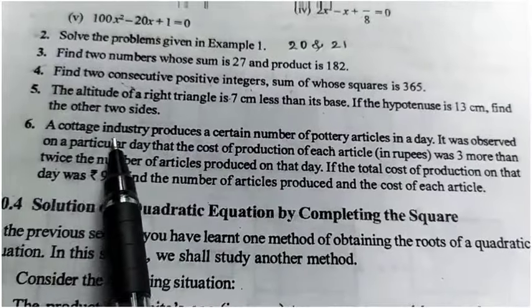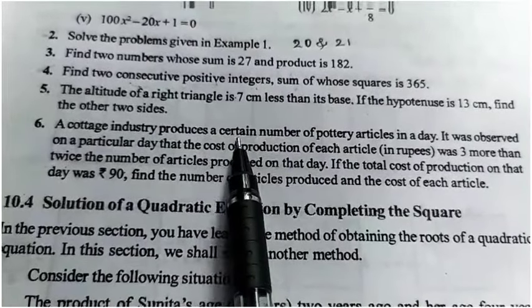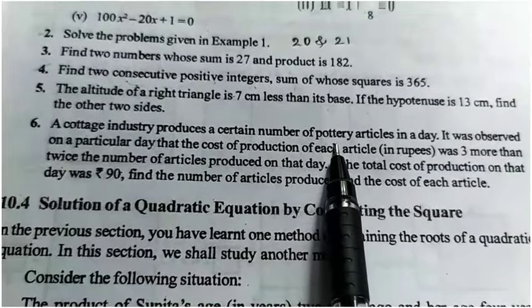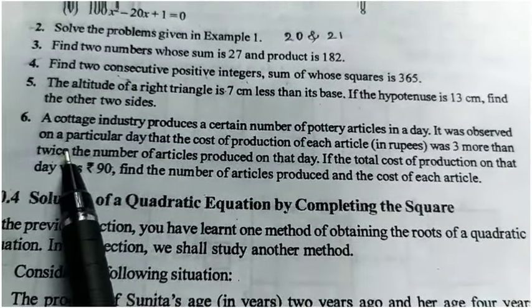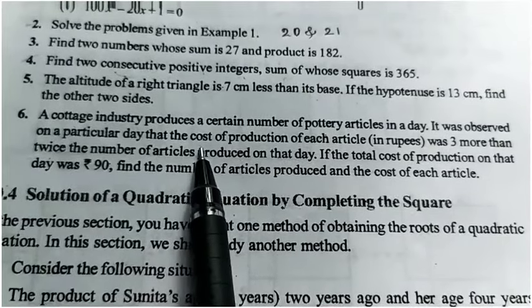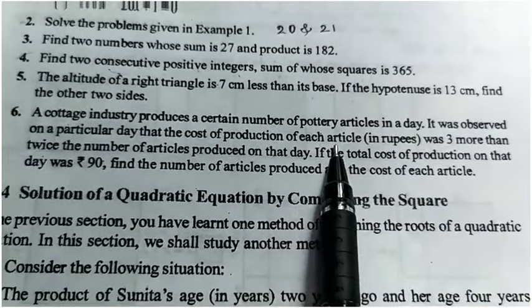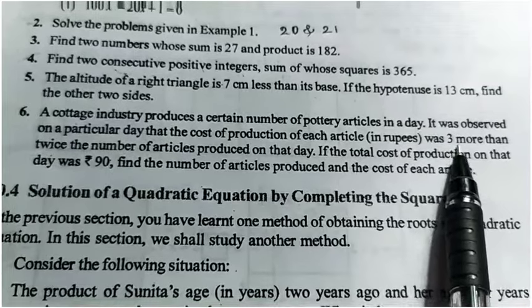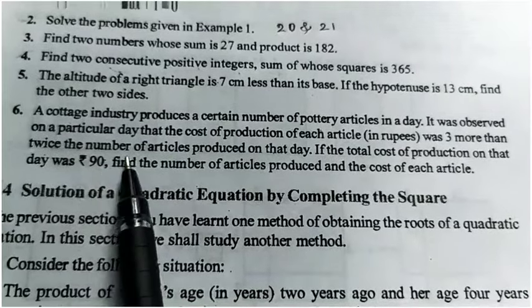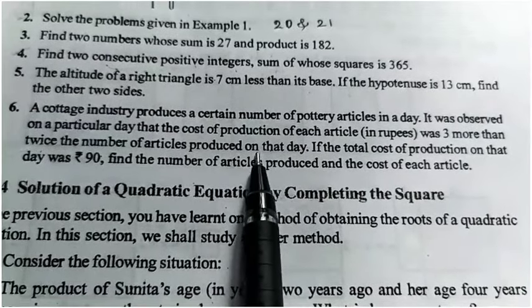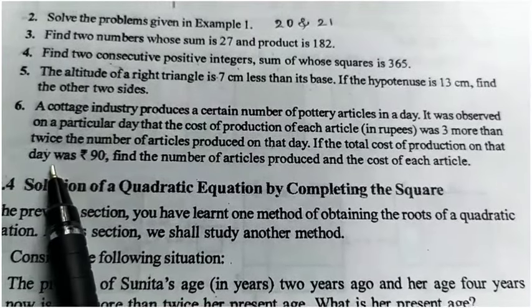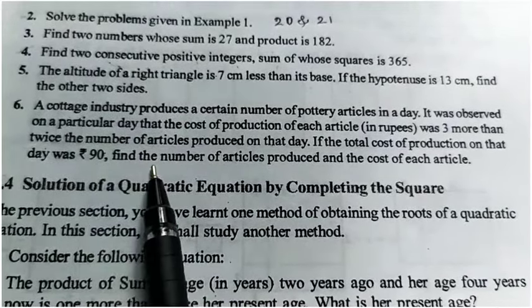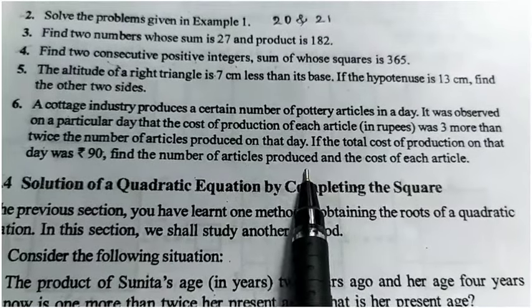Sixth problem. A cottage industry produces a certain number of pottery articles in a day. It was observed on a particular day that the cost of production of each article was 3 more than twice the number of articles produced on that day. If the total cost of production on that day was 90 rupees, find the number of articles produced and the cost of each article.